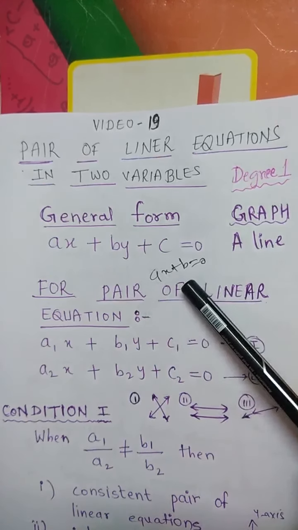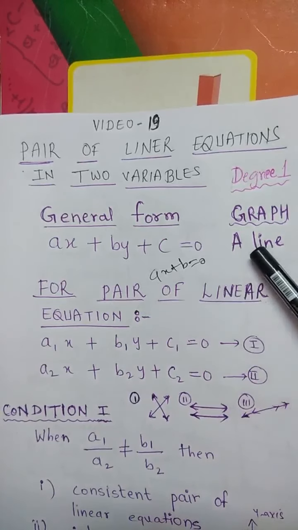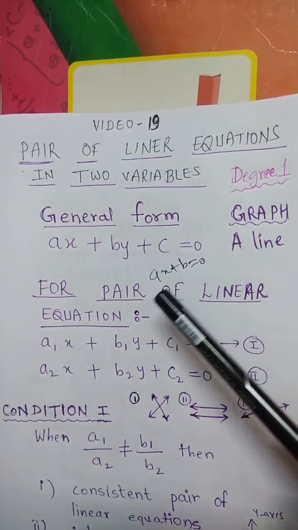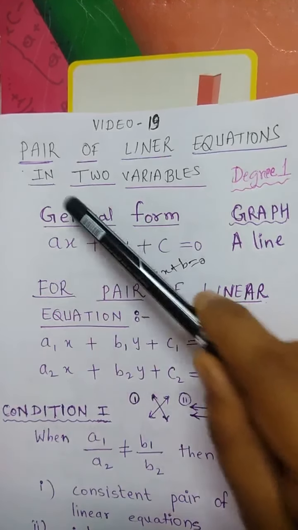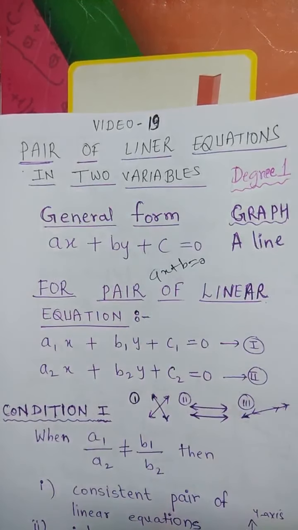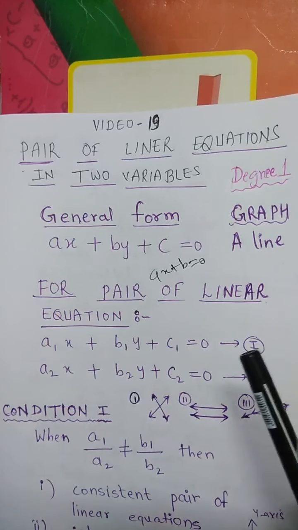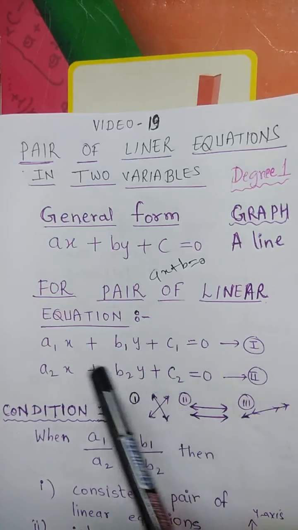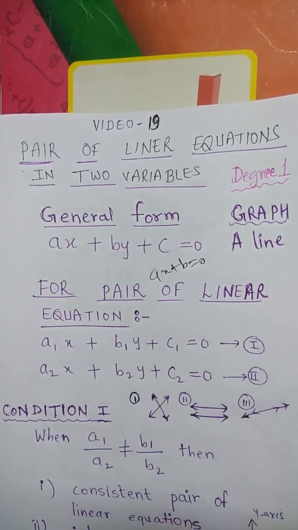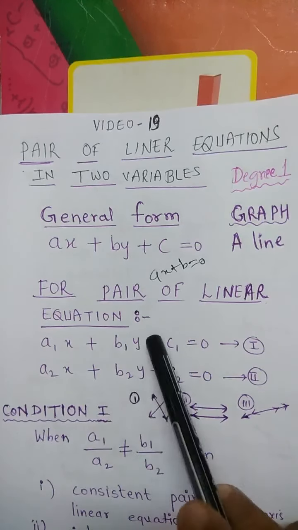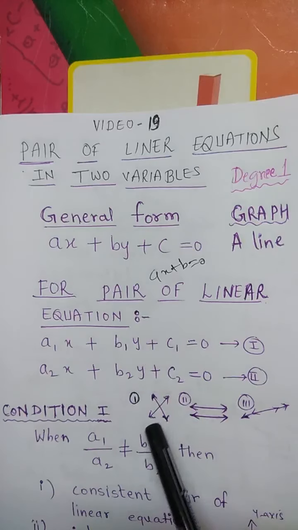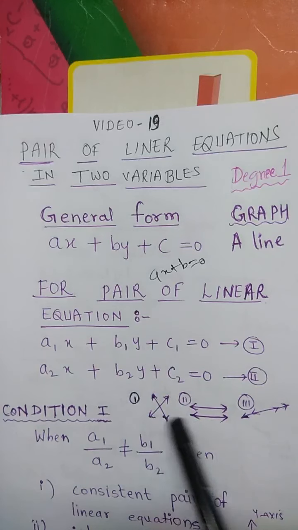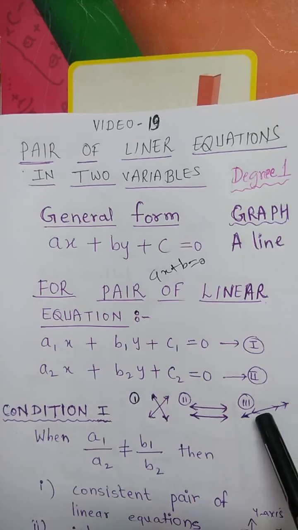Linear equations can be in one variable, two variable or three variable. But today we are studying about linear equation in two variable and a pair of linear equation. Pair means two linear equations and in two variable. So I will explain you how to find whether these two linear equation, when you represent in the graph, they will give intersecting line or parallel line or coincident line.